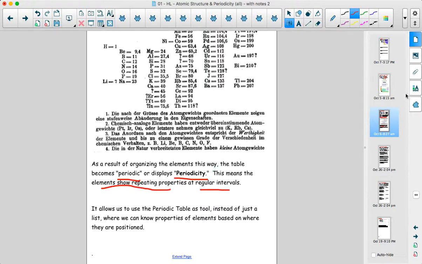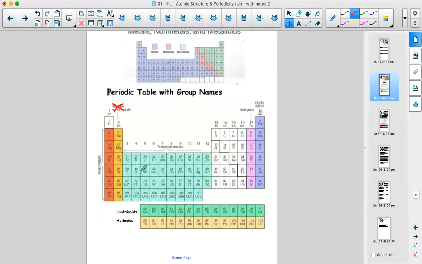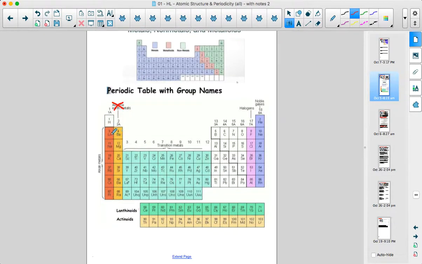So the reason why we've put all these alkali metals into the same group is because lithium, sodium, potassium, rubidium, etc. have very similar properties. And neon, argon, krypton, and helium have very similar properties. That's why helium was placed in this group. So the periodic table is far more useful than just a random list or table of elements.